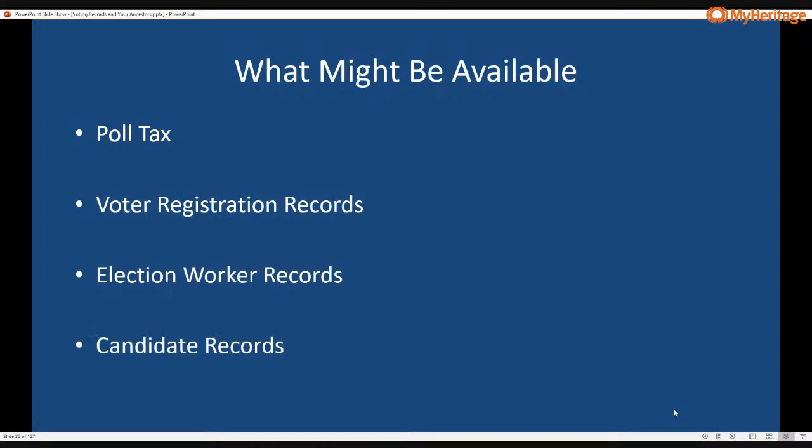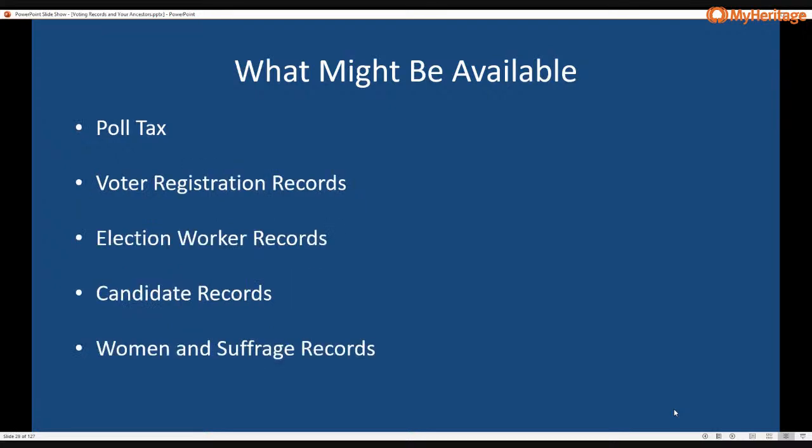And maybe your ancestor was a candidate. Don't discount that maybe they ran for some sort of office that you never heard about. And so looking for those kinds of records, we're going to show you a little bit how you can find those. And again, I'm going to mention the women and suffrage records because it was an extremely important part of the United States history and for women's suffrage.